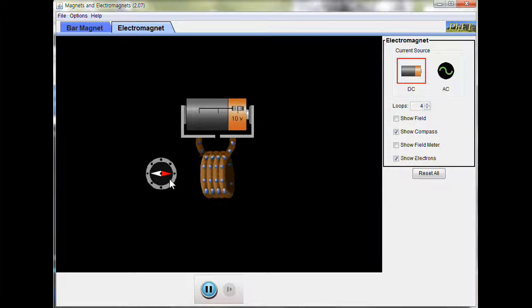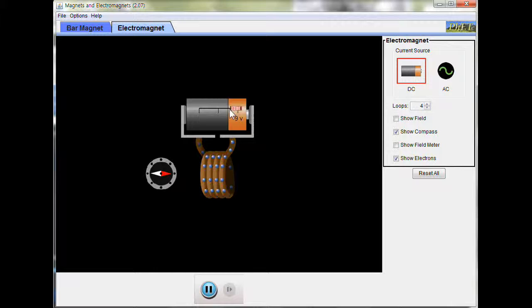The very nice thing about this electromagnet is that you can change the polarity simply by changing the direction of the current. So let's change the potential of this battery from 10 volts to minus 10 volts and see what happens to this compass. So the direction flipped, right? Which means that you can simply change the polarity of this electromagnet by changing the polarity of the battery, or the direction of the current.